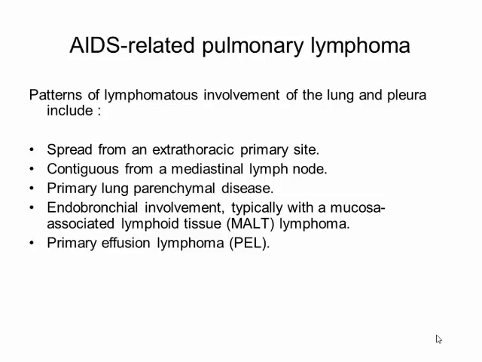Patterns: how does the lymphoma get into the lungs? It could spread from an extrathoracic primary site or contiguously from a mediastinal lymph node. Primary lung disease, we said, is rare. Or it could be endobronchial involvement, typically the MALToma, the mucosa-associated lymphoid tissue lymphoma. Or it could be a rare entity, primary effusion lymphoma, which only causes reaccumulation of pleural effusion.